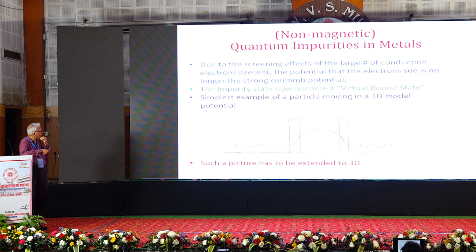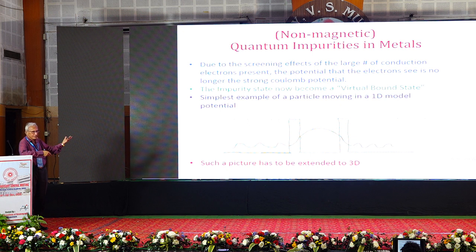Now, the simplest example I can think of is a particle moving in a one-dimensional model potential of the sort that I've sketched. If the potential continued to infinity along those dotted lines, there would be a bound state, exponentially decaying beyond that potential well, exactly like a bound state in the semiconductor. But in a metal, the potential doesn't continue to infinity but comes back down because of the screening, and therefore this bound state leaks into the metal and has plane-wave-like oscillations. So this is called a virtual bound state.